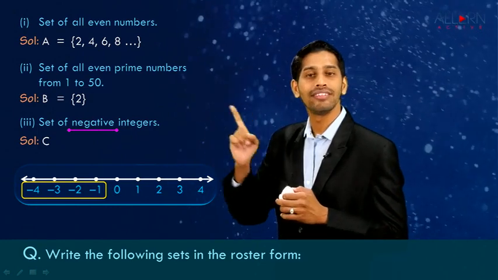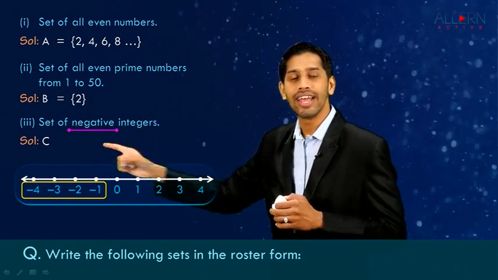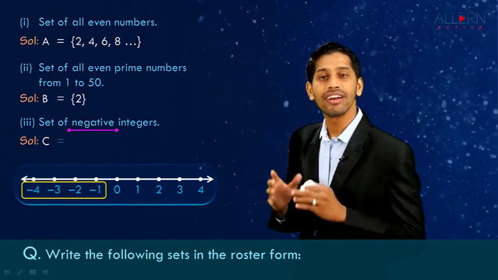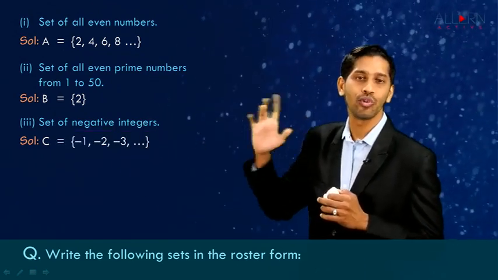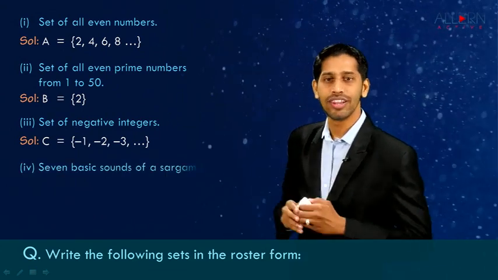So how do we write the answer? We'll assign a capital letter, that is C, is equal to, in curly bracket we'll write -1, -2, -3, -4 and so on. Let's take another question.